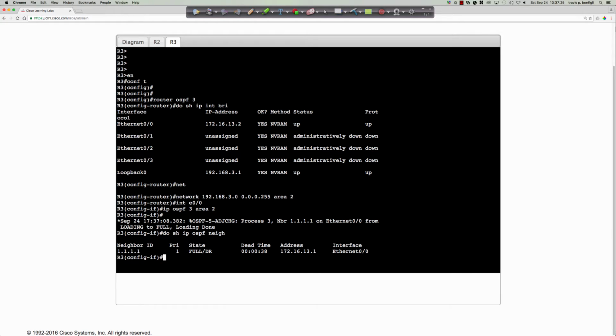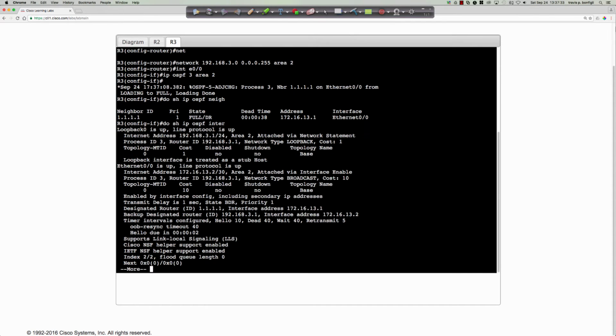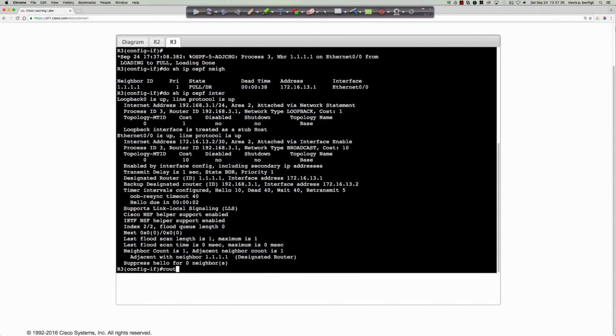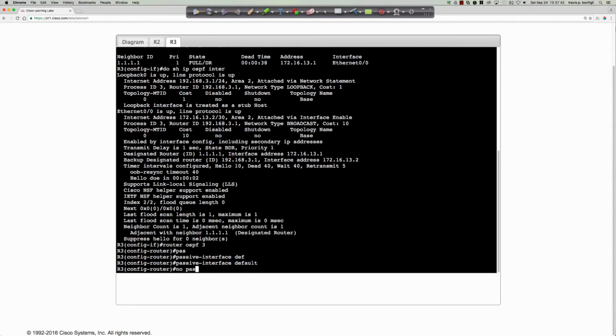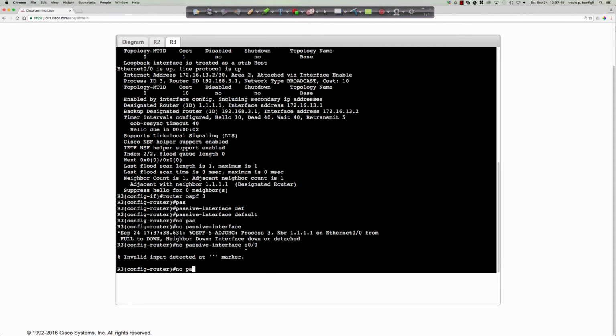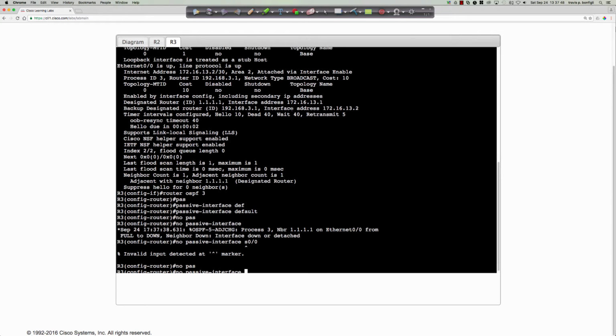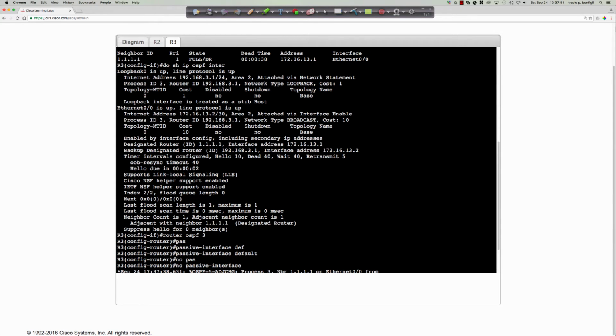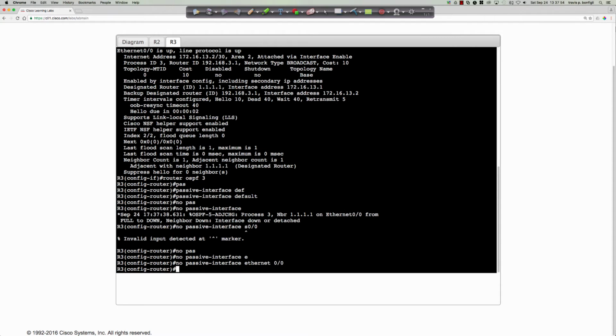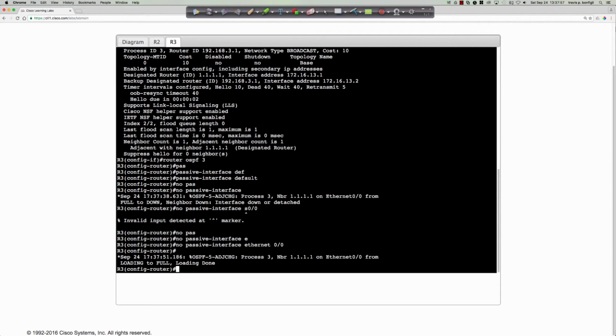You can see there's my single neighbor, again the DR, which is router 1, and then do show IP OSPF interfaces. And there's the two interfaces. If I wanted to, I could also say router OSPF 3, passive interface default, no passive interface Ethernet 0/0, sorry about that. So there we go. And we'll leave the loopback address as passive because we're not going to be establishing any adjacencies out the loopback interfaces. All right, so let's also do the router ID.